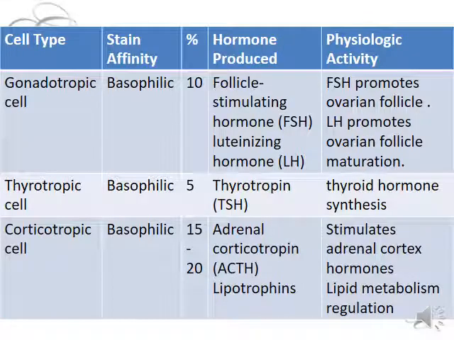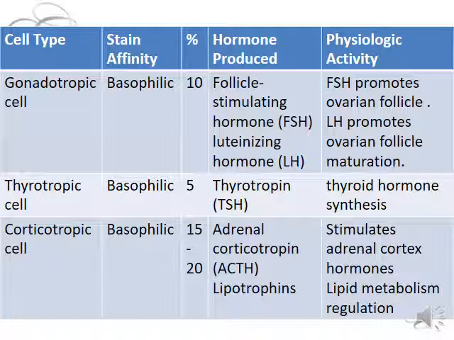Next, another hormone, which we have dealt with in great detail. Now these are the three types of cells which are basophilic in nature. You can see gonadotrophs, as we are very well versed in that. Gonadotrophs are 10% of total cells, forming follicle stimulating hormone and then luteinizing hormone. Both of them play a very important role in the regulation of ovarian function. No need to tell about that, we have dealt with it so many times.